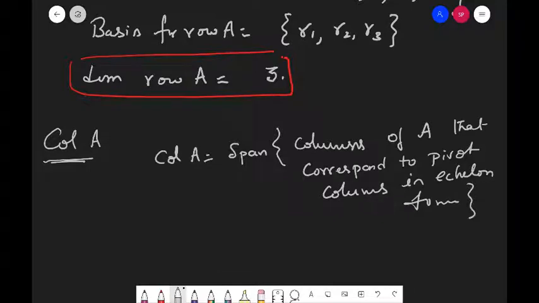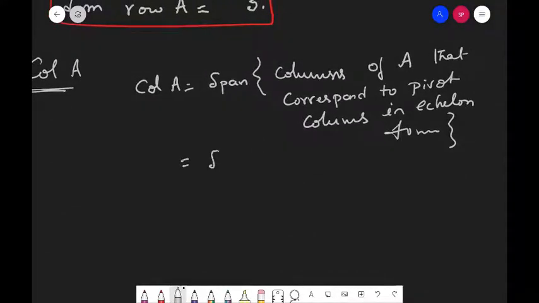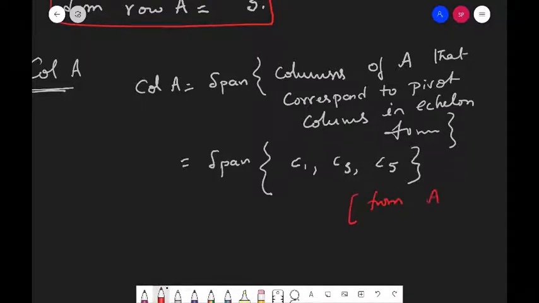That is column space. So it is equal to span of, which are pivot columns in echelon form? In echelon form we have C1, C3, C5, where these are taken from E. These are pivot columns in echelon form. So you should take here for column space. They have to be taken from A.